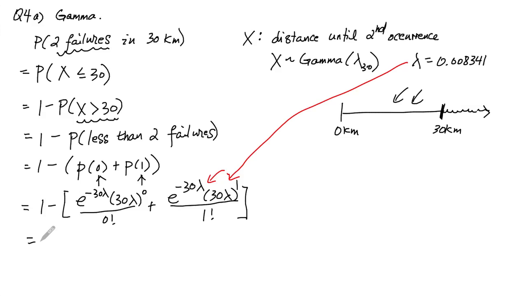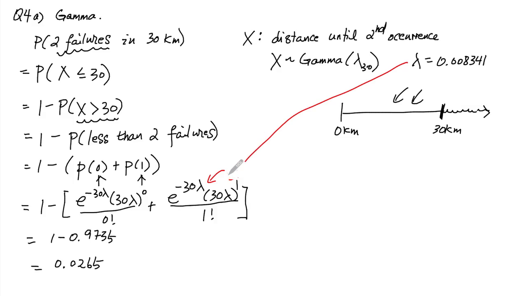We end up with, let me give you one intermediate step here, 1 minus 0.9735, which yields a probability of 0.0265.